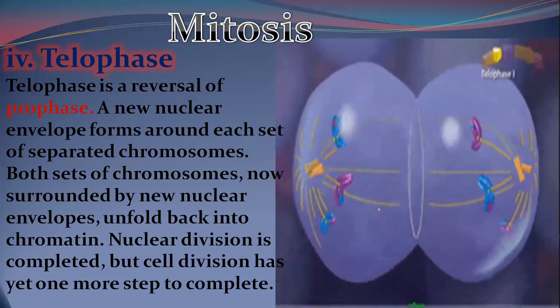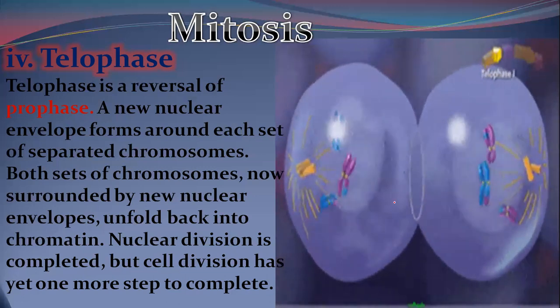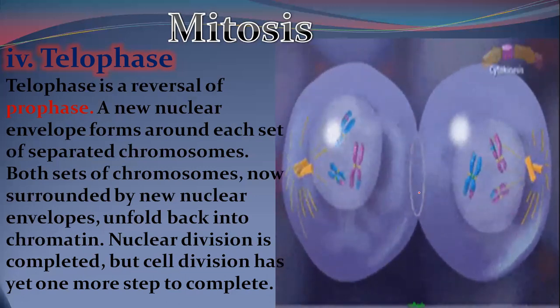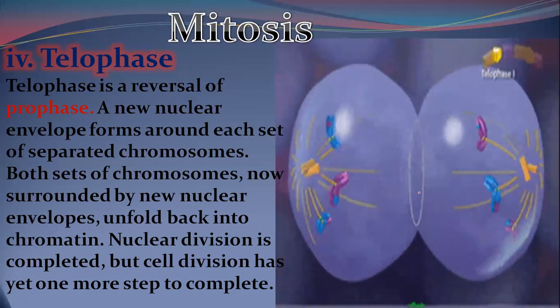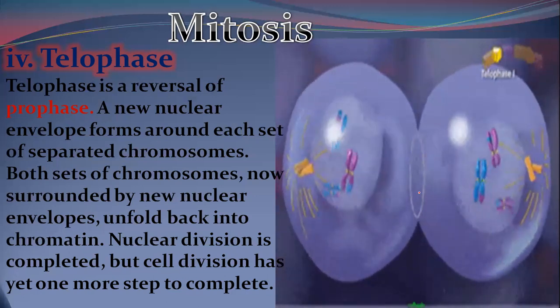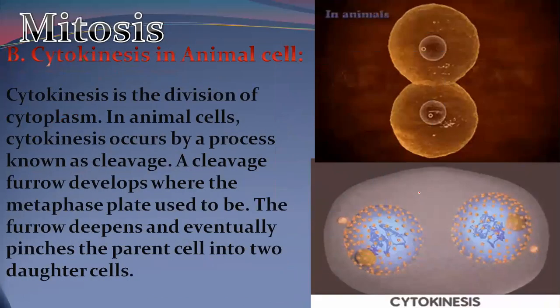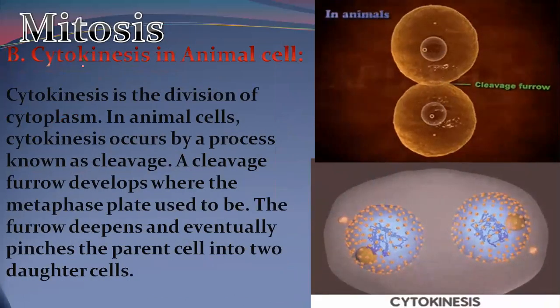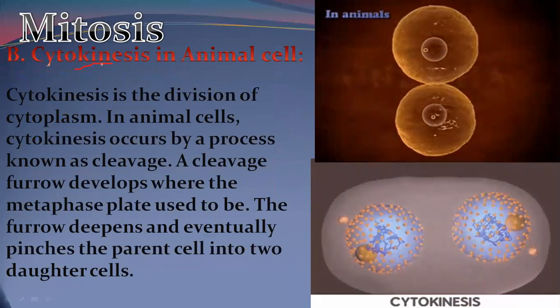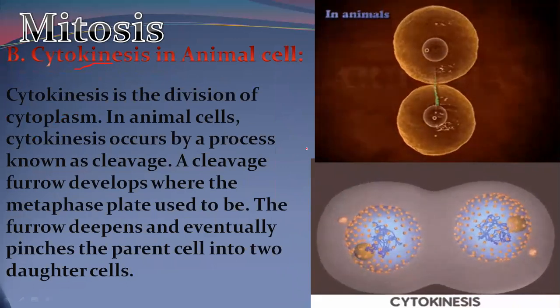So nuclear division is completed, but cell division has not been completed. One more step is left to complete. So what is that? Yes, that is cytokinesis. Yes, cytokinesis, the breaking of the cytoplasm, is yet to be done.